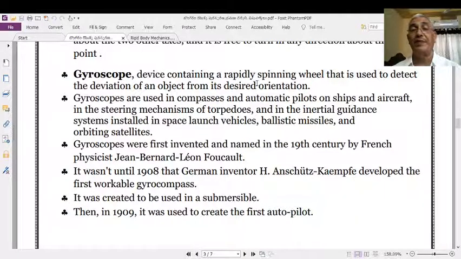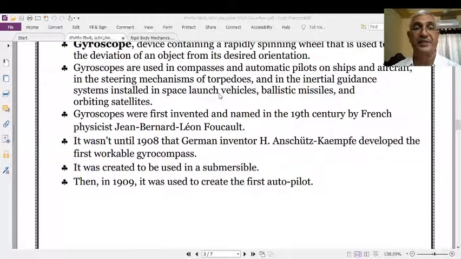For example, while it is placed in a moving aeroplane and the aeroplane is moving in a particular orientation, if any deviation comes in the orientation of the motion of the aeroplane, then the gyroscope is able to detect that and it will help us to rectify the orientation. Therefore it can detect the deviations of an object from its desired orientation.